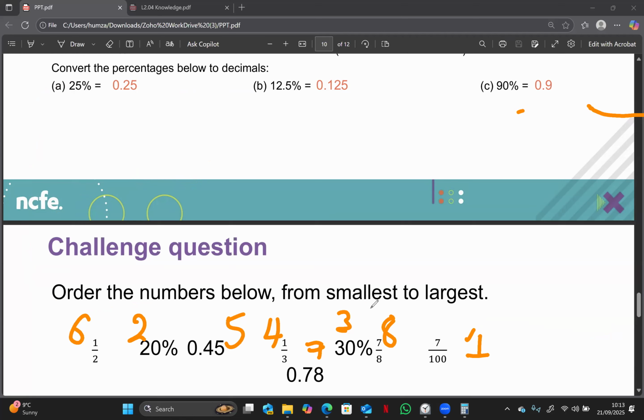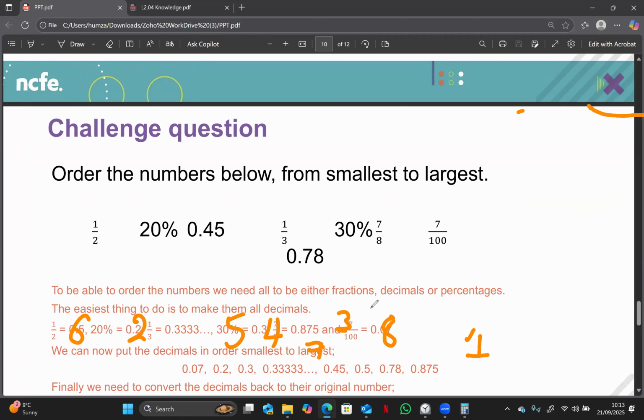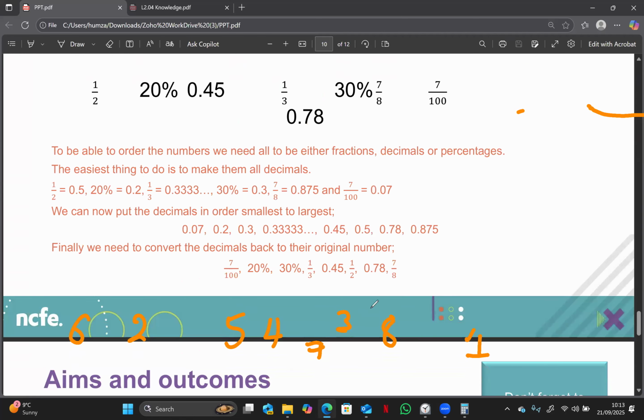So if we scroll down quickly, we will see the order is what we said. 7 out of 100, 20%, 30%, 1/3, 0.45, 1/2, 0.78, and 7/8. That's what we said, right? Yes. That's exactly what we said. Do you get that?